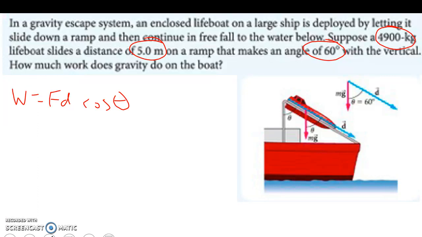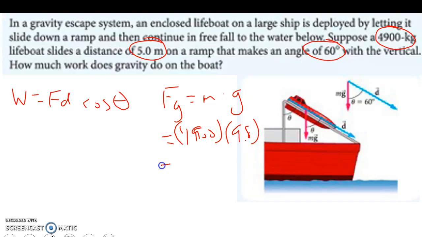How much work does gravity do on the boat? So what I want to do is figure out what I know. I know the angle, I know the distance. Again, I don't know the force, but we're talking about gravity, and the force of gravity is mass times g. So the weight is 4,900 newtons, and g on Earth is 9.8. I take 4,900 by 9.8, and I'm just going to round this to two sig figs, 48,000 newtons.